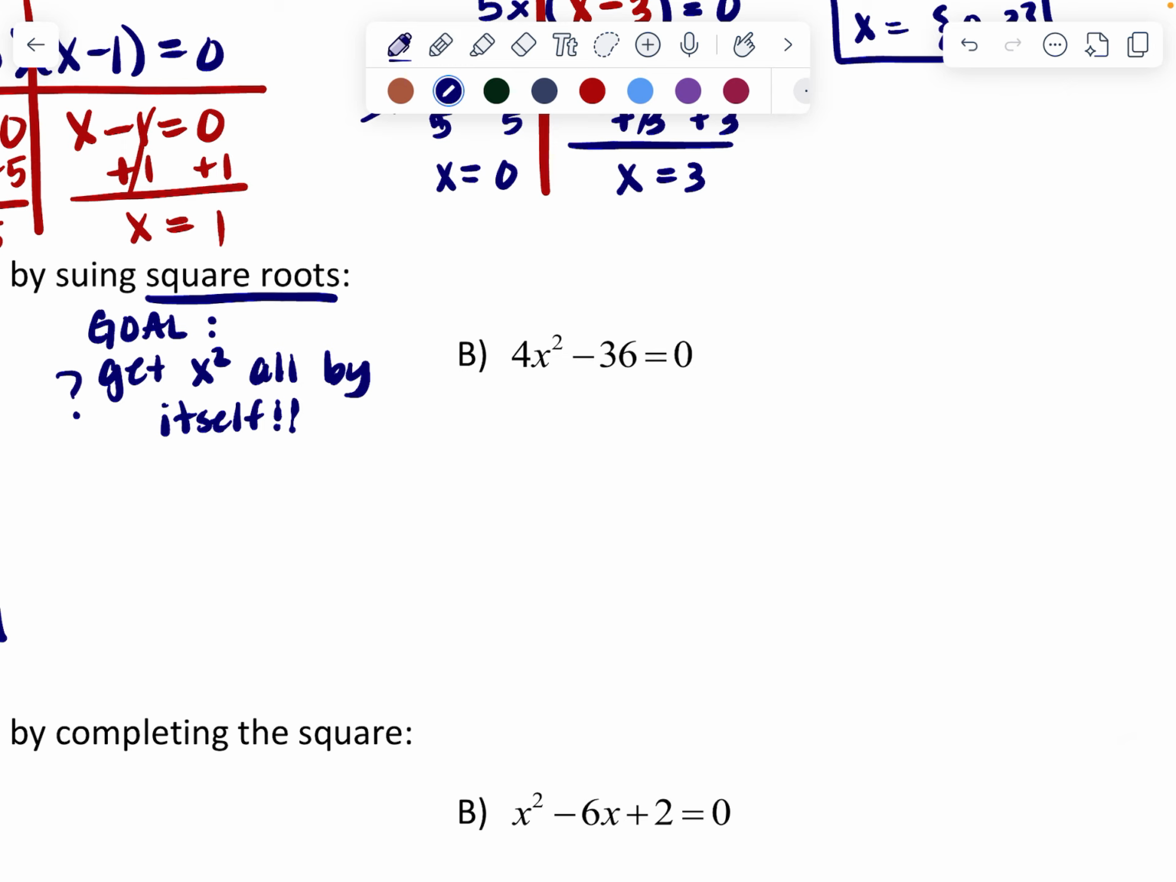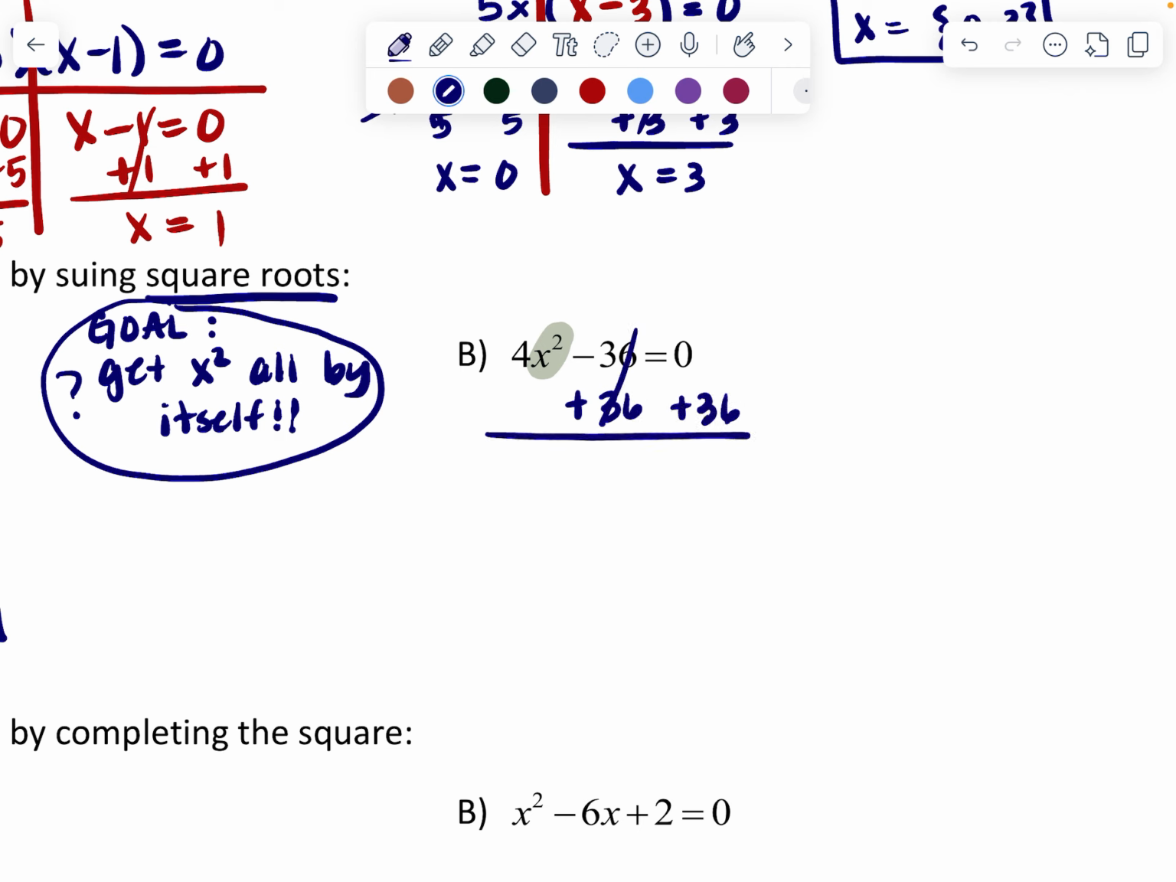So what's the goal again? The goal is to get the x squared all by itself. So look, here's that x squared, right? That is not a highlighter, my goodness. Okay, here's the x squared. How do I get it all by itself? Well, let's move that 36 over. So if I want to move the 36 over, I'm going to add it to both sides. And that's going to leave me with 4x squared equals 36.